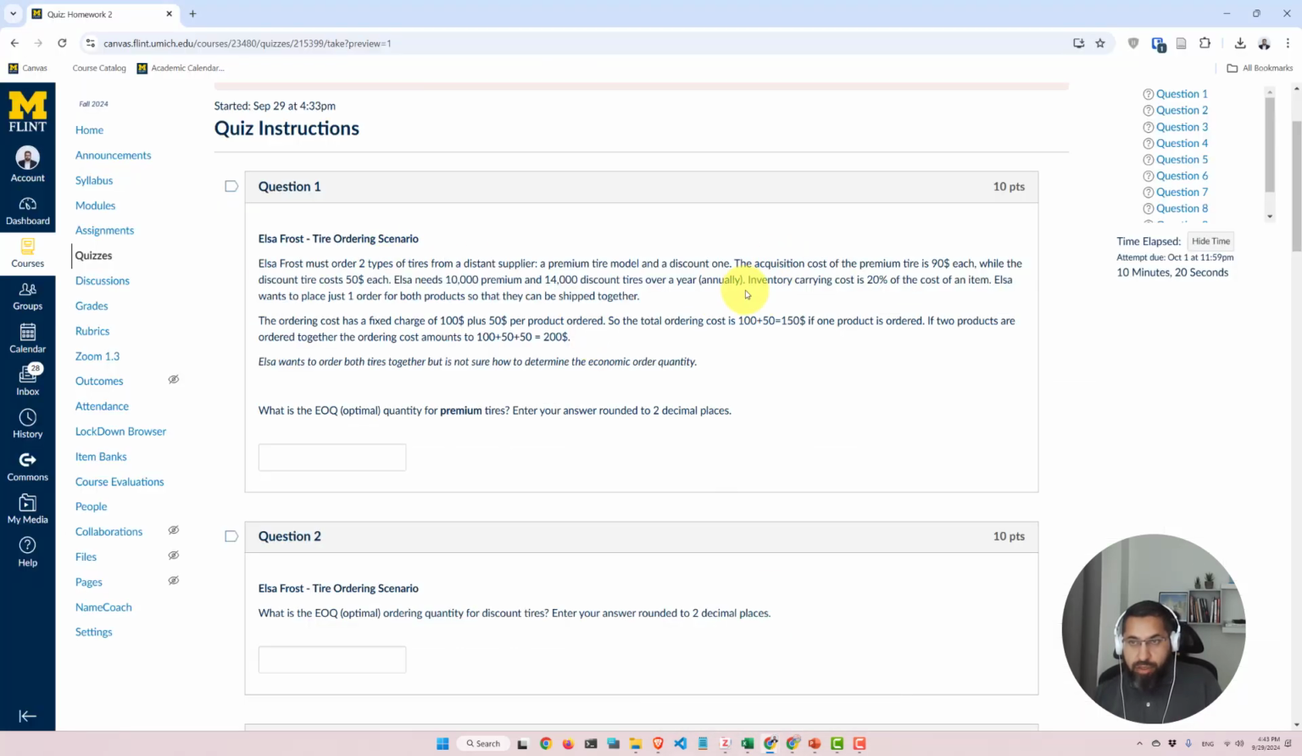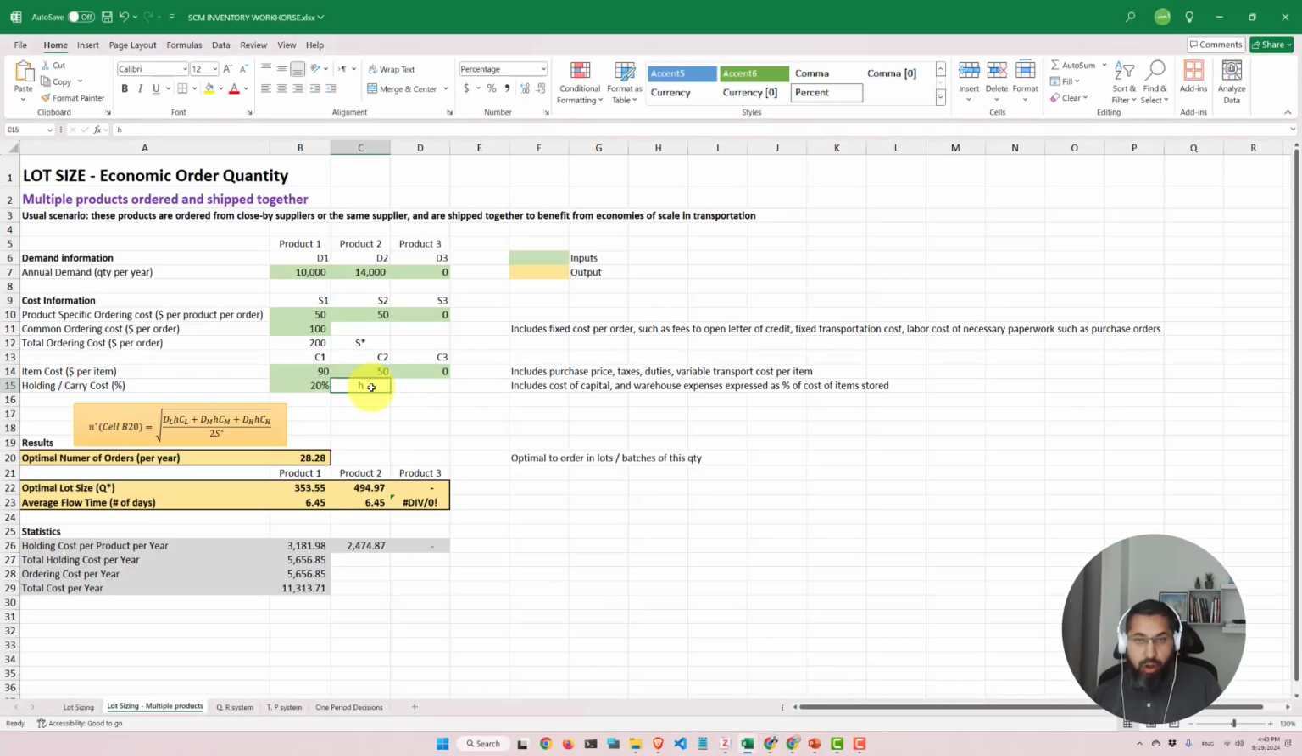So we got the demand, we got the cost. Inventory carrying cost is 20%. So that will go here, which is small h. Small h is always a percentage. You can put in 20.